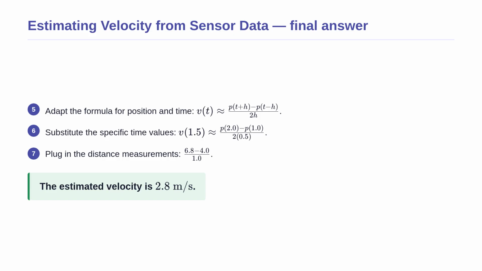We substitute our specific time values, looking at the position at 2 seconds and subtracting the position at 1 second. We plug in the actual distance measurements of 6.8 and 4.0 and divide by 1. The result is 2.8. In physical terms, this means the robot was traveling at an estimated speed of 2.8 meters per second at that exact moment.